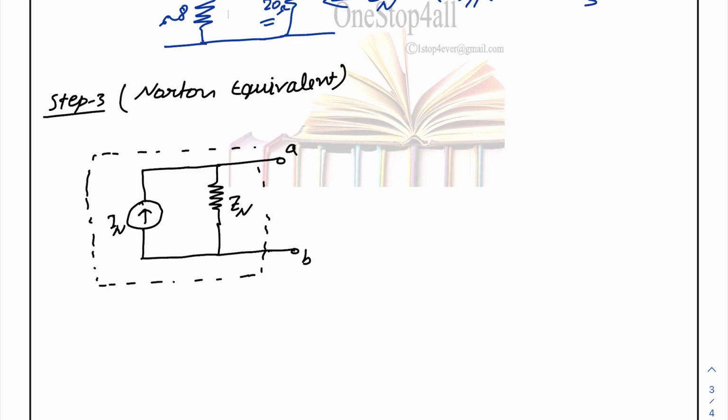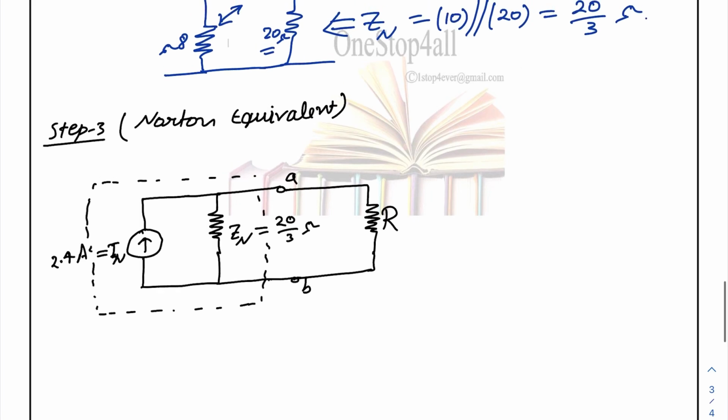As we have already calculated the values, we will put the values. ZN or ZTH or Z equivalent is equal to 20/3 ohm, and IN, that is also known as the short circuit current, which we have calculated as 2.4 ampere. So this is your final Norton equivalent. Up to this we need to solve in an examination. Because a load is also connected, we will connect a load, capital R, across this Norton equivalent. So this is question 1.